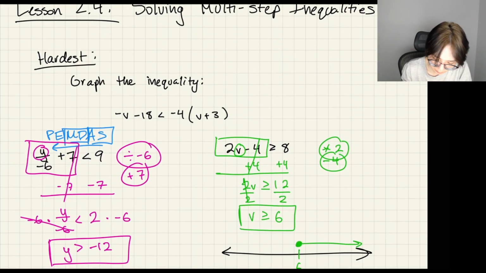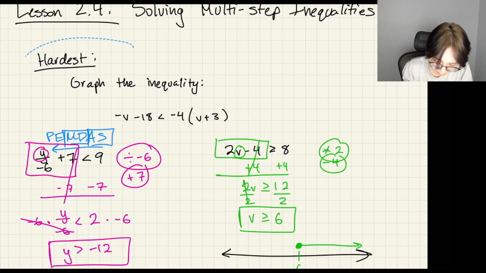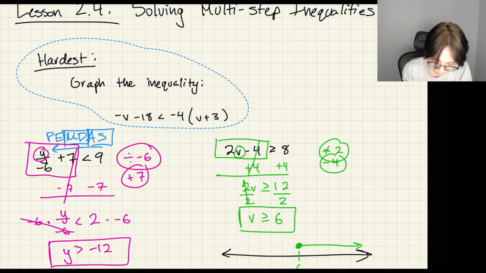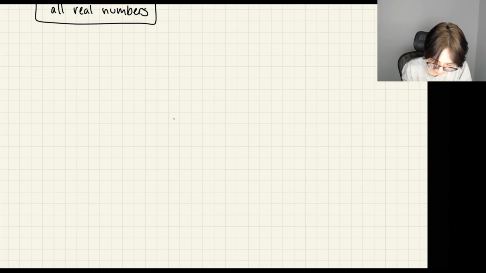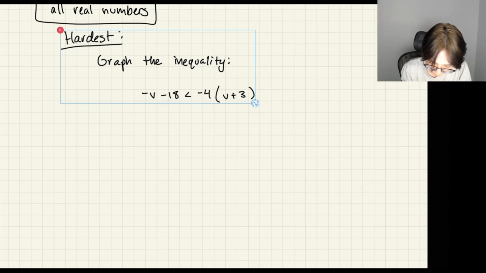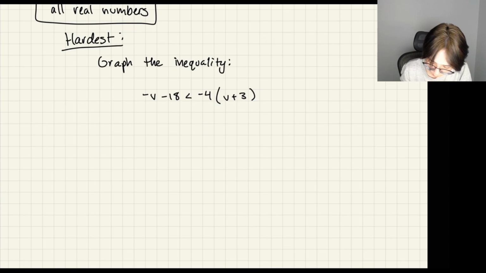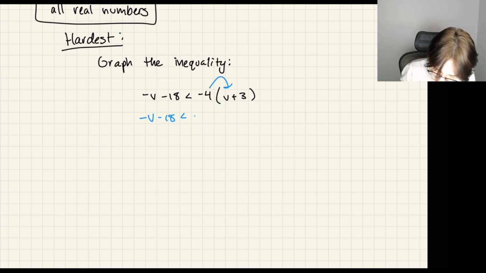So I will end this off with doing the hardest problem. Actually, just copy it and bring it all the way down here. Let's do it real quick. So we have negative v minus 18, less than, not less than or equal to, negative 4 times v is negative 4v, plus negative 4 times 3 is negative 12. I'm going to simplify this because adding a negative is the same thing as subtraction. Now I'm going to combine.